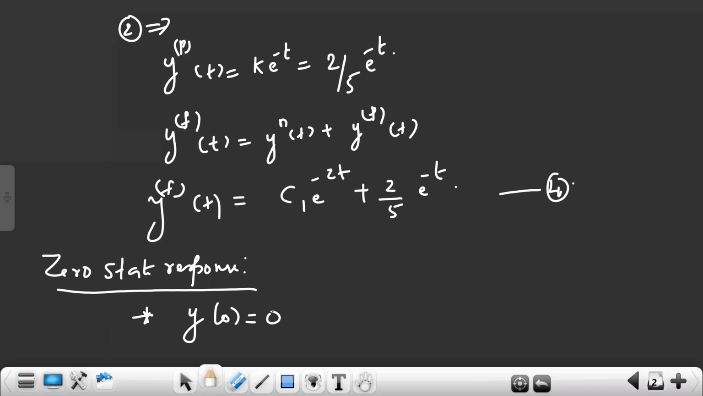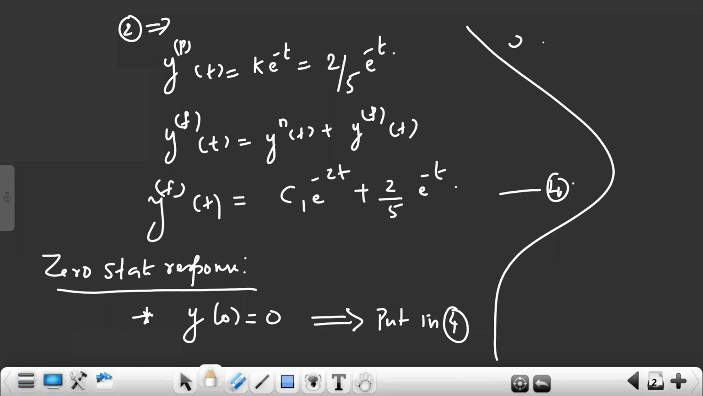So put this condition in equation number 4. Apply this condition in equation number 4 so that equation 4 can be written as 0 is equal to, correct?